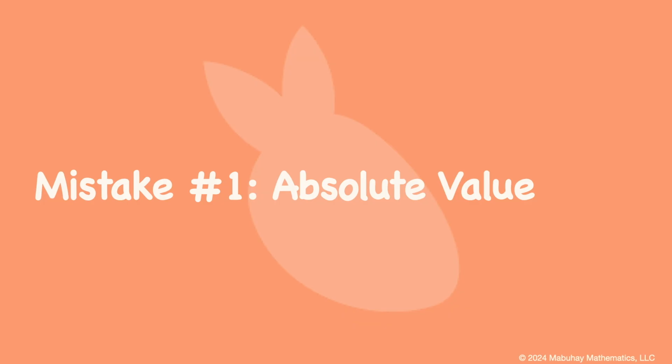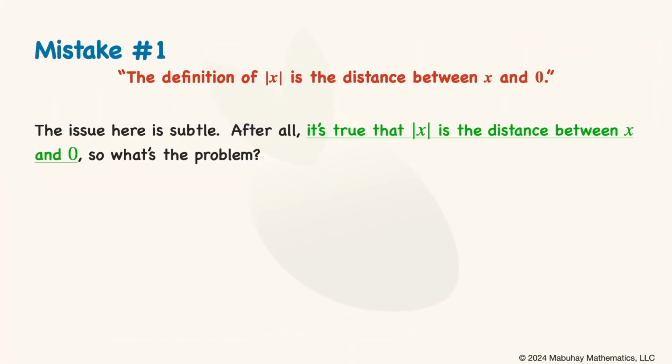First up, the absolute value. The issue here is subtle. After all, it is true that the absolute value of x is the distance between x and 0. So what's the problem with saying that this is the definition?